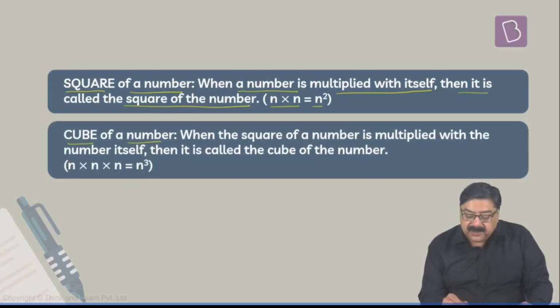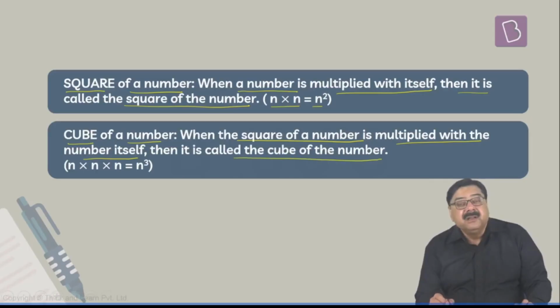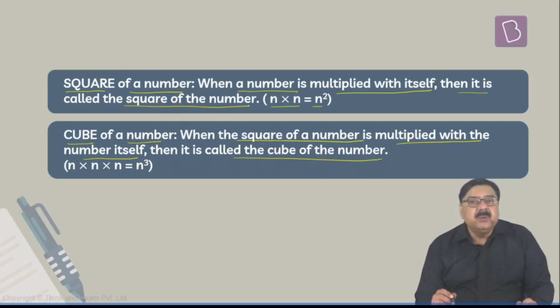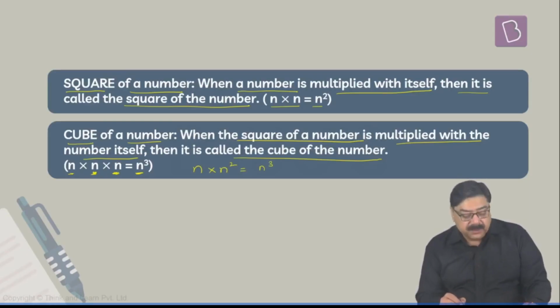And cube of a number: when the square of a number is multiplied with the number itself, then it is called the cube of the number. That is, if a number is multiplied with itself 2 more times, then we get the cube of the number. As you can see, n is a number. It is multiplied with itself 2 more times, once here and once here. So we get n cube. Or simply n into n square should give us n cube.